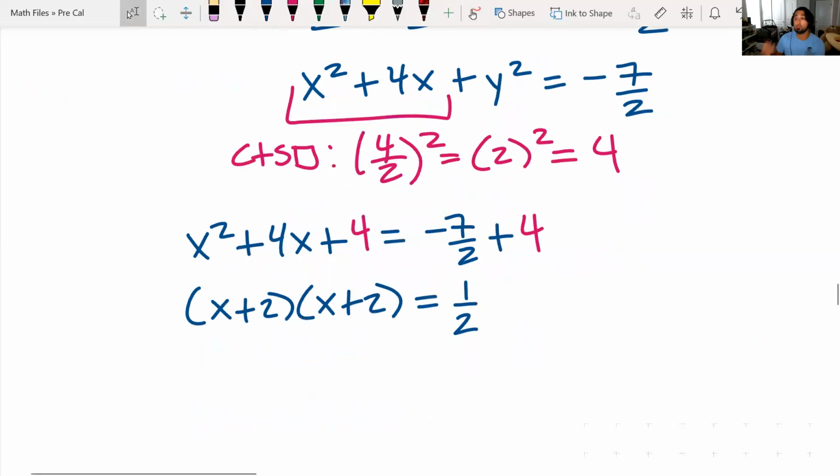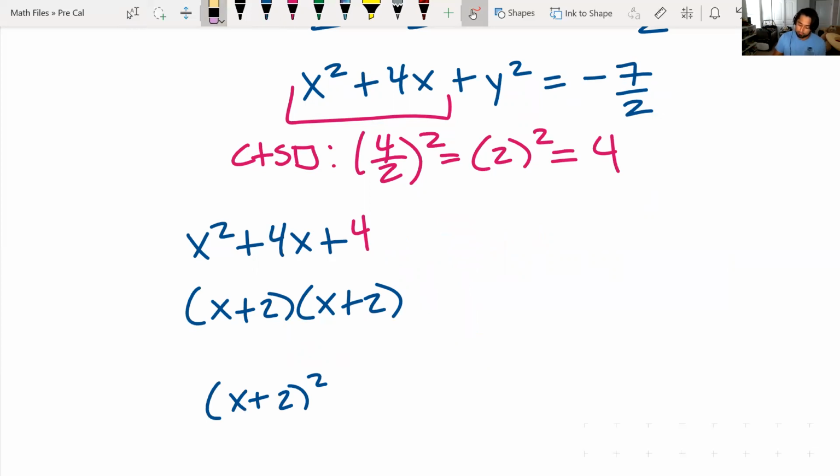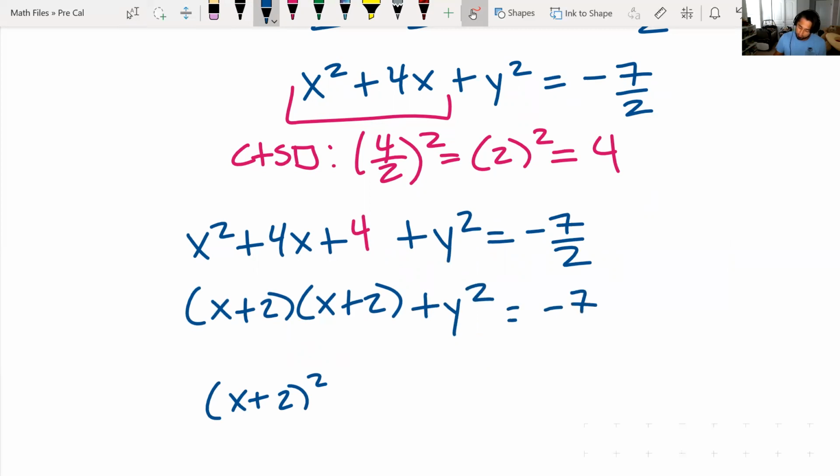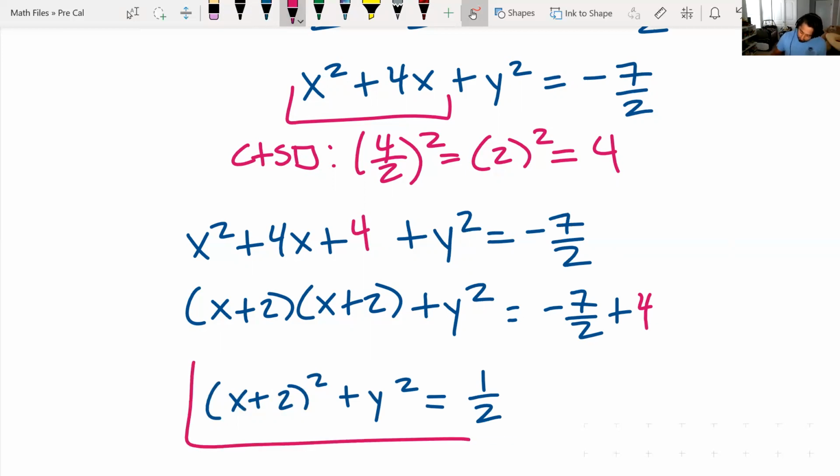Okay, there you go. We have the standard form, general form, standard form, and now you have x plus 2 squared. Oh, what disappeared? My y squared disappeared. Let's just fit that back in there somewhere. I got this, don't worry. We're not lost yet. There we go. Okay. And there's the standard form.